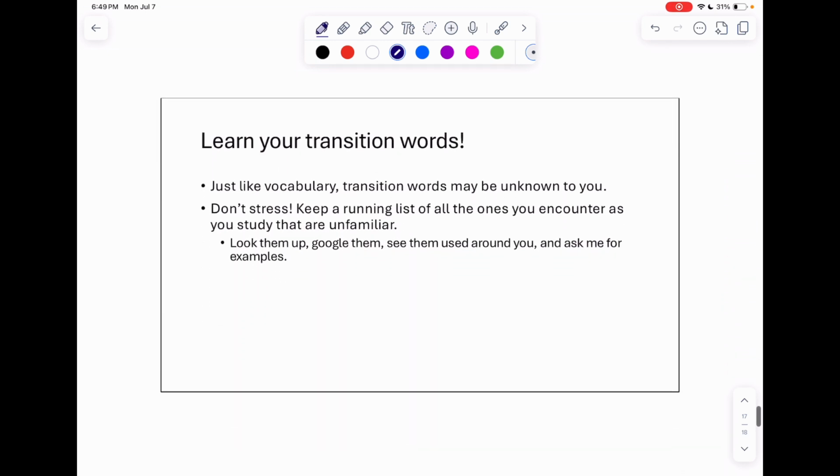It's going to be very important for you to learn your transition words. They are tiny little bits of vocabulary, and the transition word might be unknown to you, especially if it's weird. Don't stress. Keep a running list when you're reading, when you're working on your SAT, when you're running practice, of any transition word you're not 1,000% sure of the definition. Look it up, Google them, see them used around you. Call, text me for examples. I'm always happy to chat about transition words.